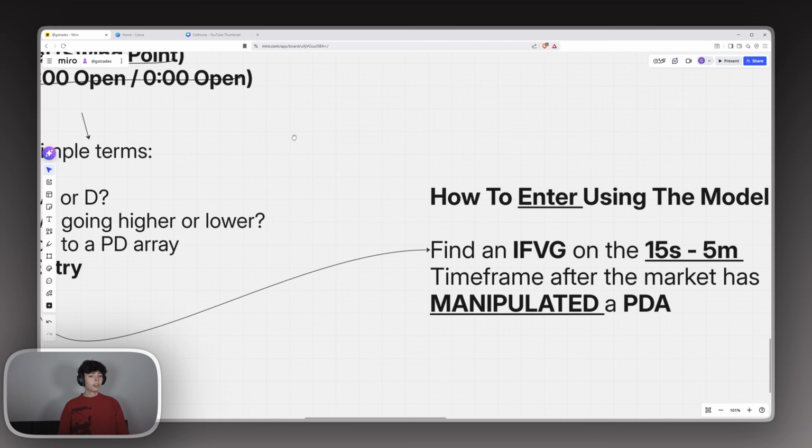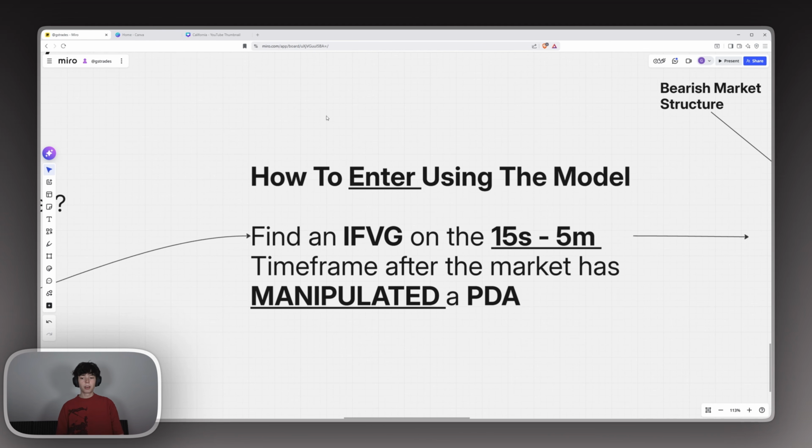So how to enter using the model? You're going to find an IFG from the 15-second. Now, you're probably thinking, Gus, what the hell? You're the first person I've ever seen use a 15-second time frame. Well, it's OP, and I've never seen anybody but me trade on the 15-second. Everybody thinks it's too low a time frame because the lower time frame is going to confuse you, so stay with the higher time frame. And yes, this is true, but as long as you understand AMD, this is no problem.